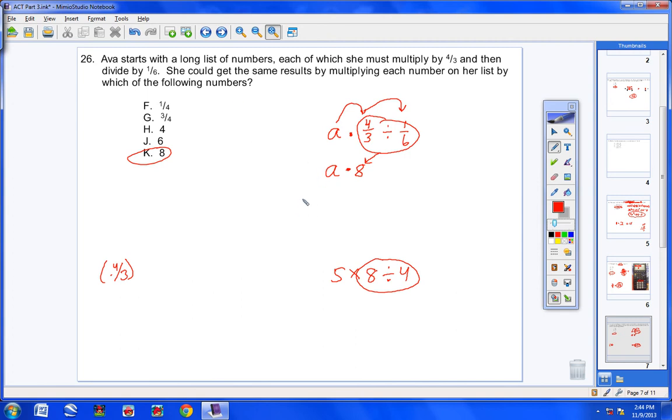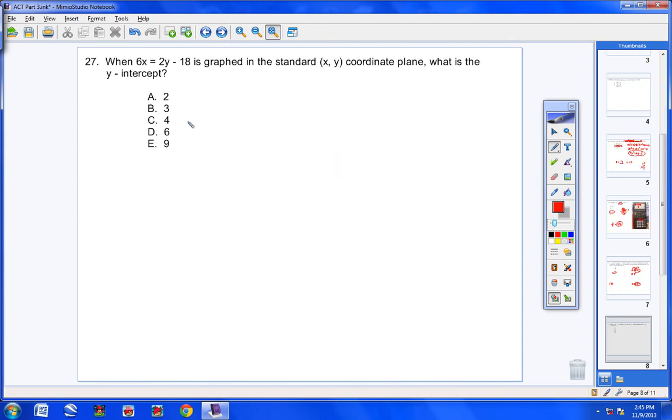Okay? So what are they testing you? Well, they're testing your ability to understand multiplication and division and how you can go in any order you want to. And they're just testing your problem solving ability to reason through a situation. Number 27. Okay, now this would be pretty simple here, guys.